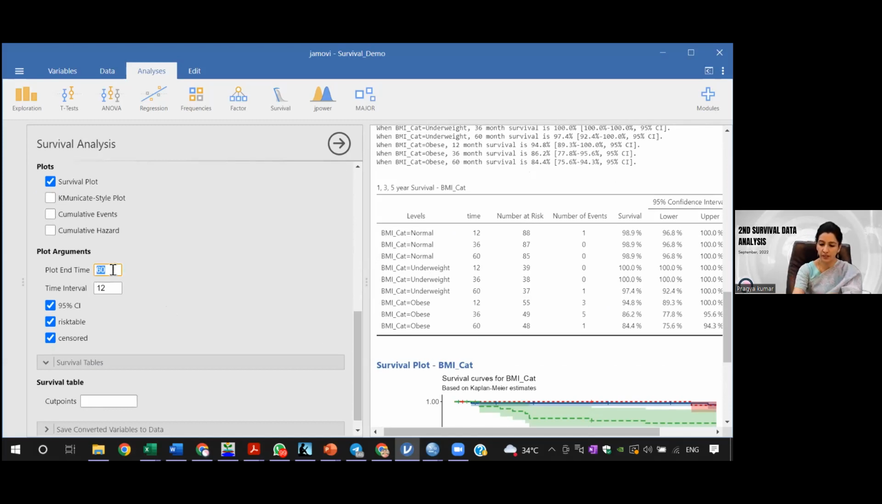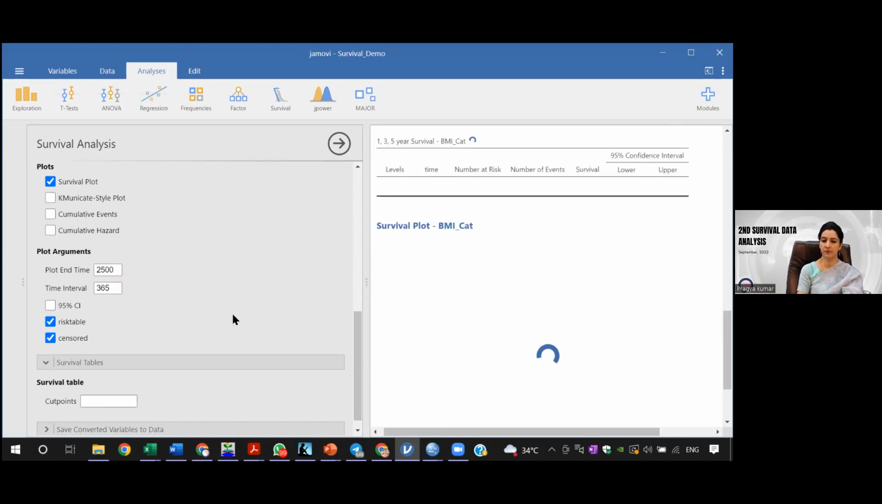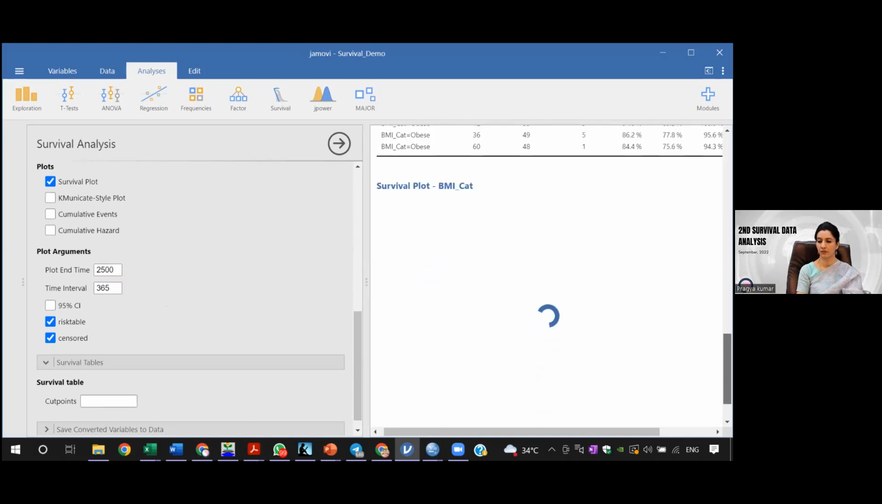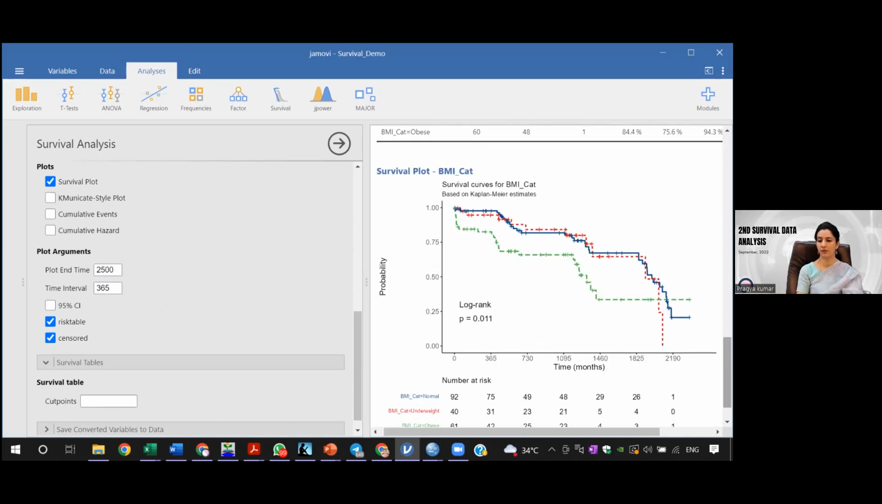So, okay, here why this graph was coming like that, because if you do this 2500 and write this 365, maybe like I'm dividing it in years. And if I remove this 95% CI, then maybe the appearance of the graph. Yes, so now we can see it's a little better than the previous one. Previously it was not appearing.